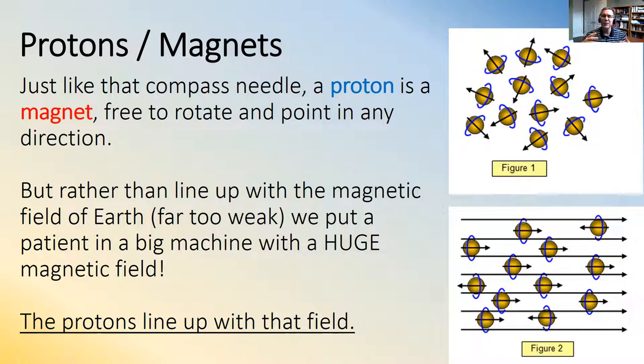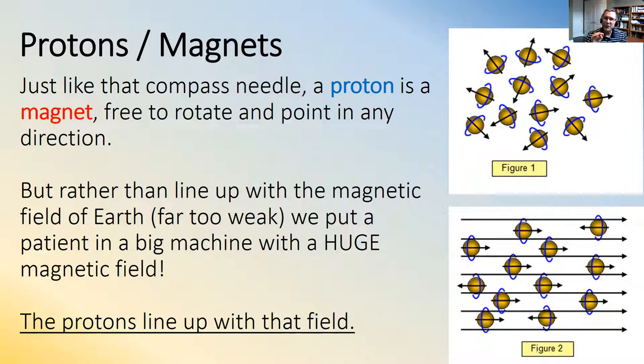But in reality, the magnetic field of Earth is really, really weak. And the protons in your body, they're getting bumped around all the time. So it kind of looks like this figure one over here. This little arrow tells you, yeah, it's a magnet, but they don't line up with the magnetic field of Earth. It's too weak, and they're just being bombarded by all. So they're running into each other, and they can't stay pointing in any one direction for any length of time at all. So we solve that, though.